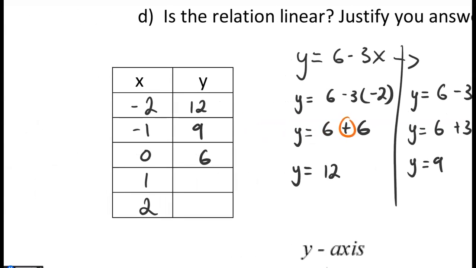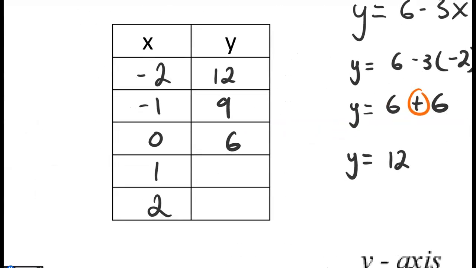So let's look at what our relationship is here. When x changed by +1, y changed by -3. Was it the same here? -3. So that means it's going to follow that pattern. So 6 subtract 3 is 3, and 3 subtract 3 is 0.